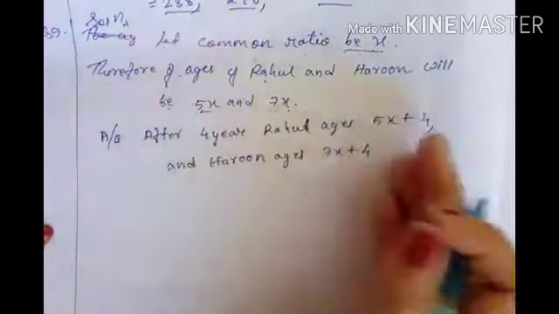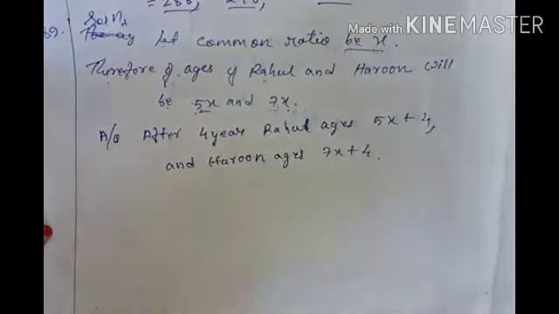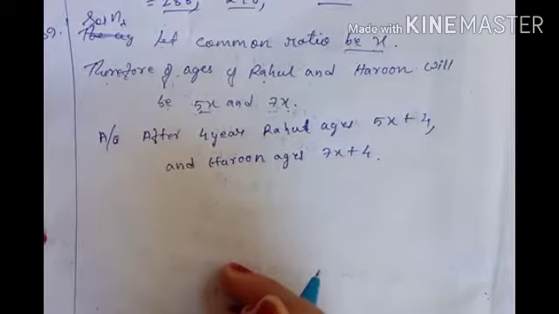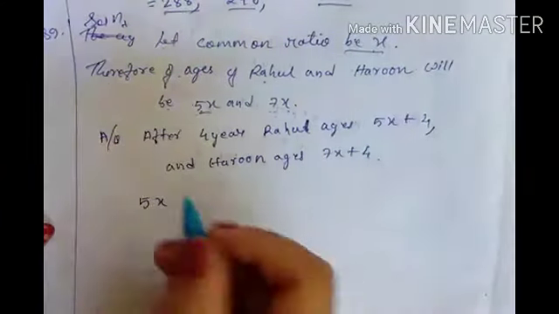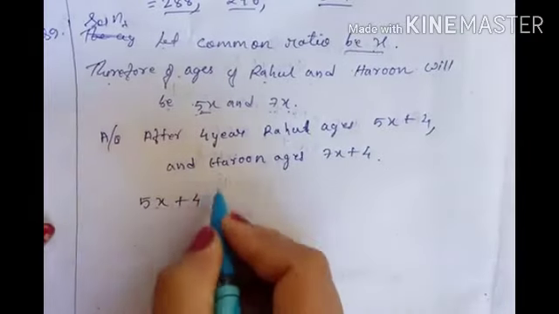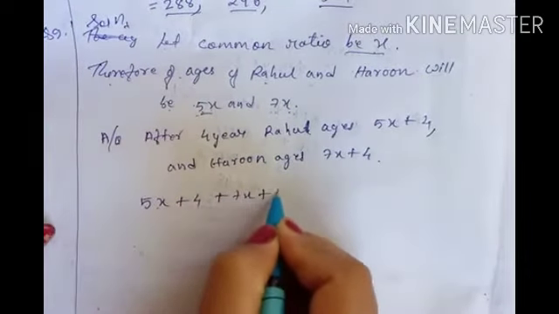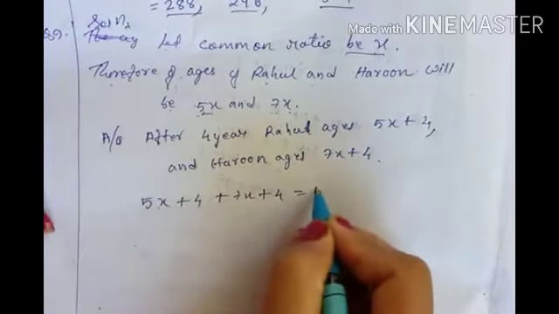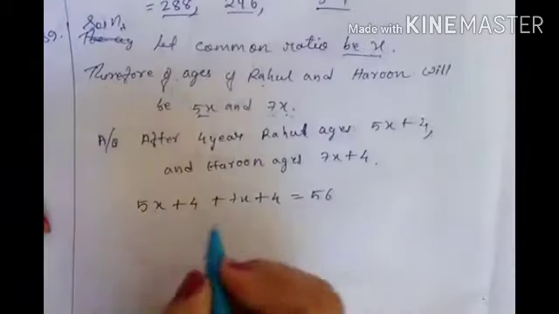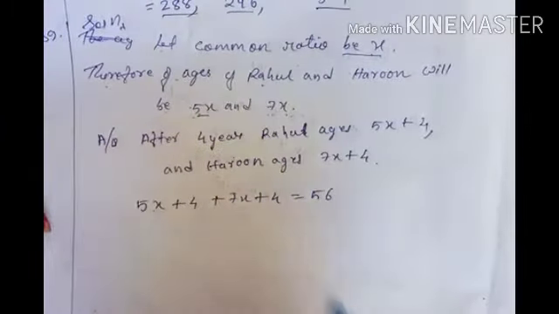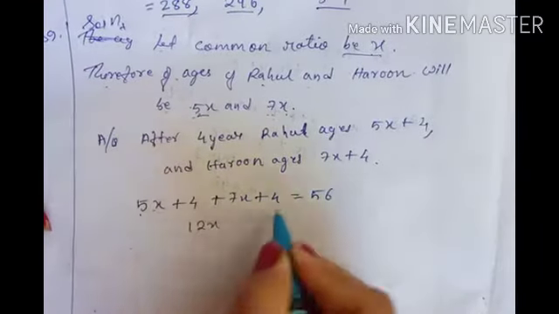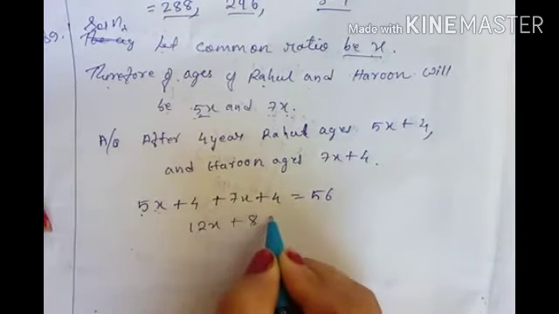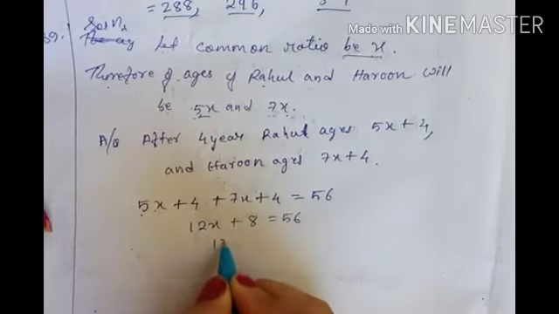Now if you sum these two, the sum will be 56 years. So how will you write? If you add these two ages, 5x plus 4 plus 7x plus 4, you will get 56 years. Now how will you solve? Add the variable terms: 5 plus 7 gives 12x. 4 plus 4 is 8, equal to 56.